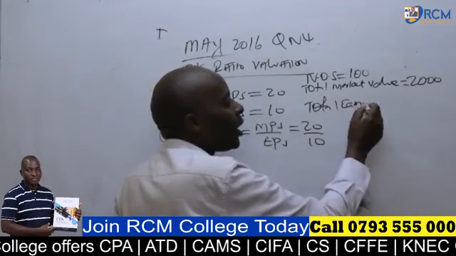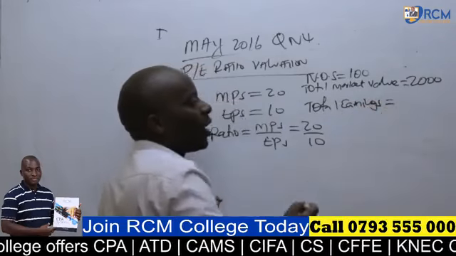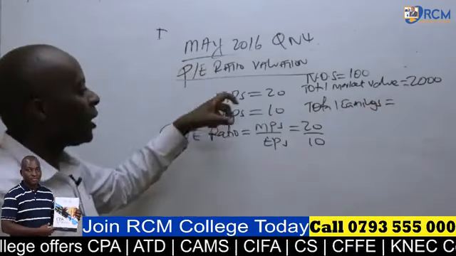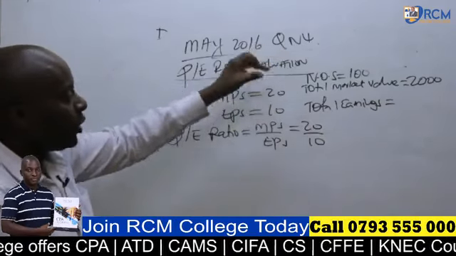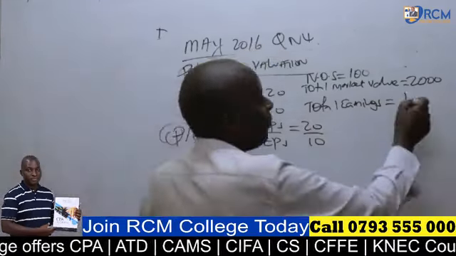which will be the same as the total earnings, same procedure for total earnings. How will we get the total earnings? I'll take earnings per share times number of ordinary shares. So 10 times 100, this will give me 1,000.